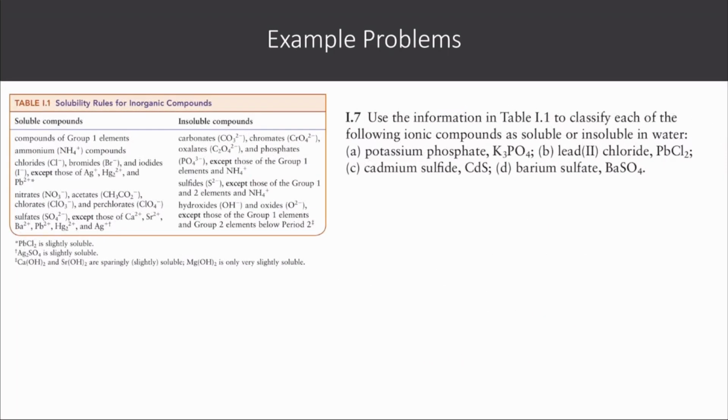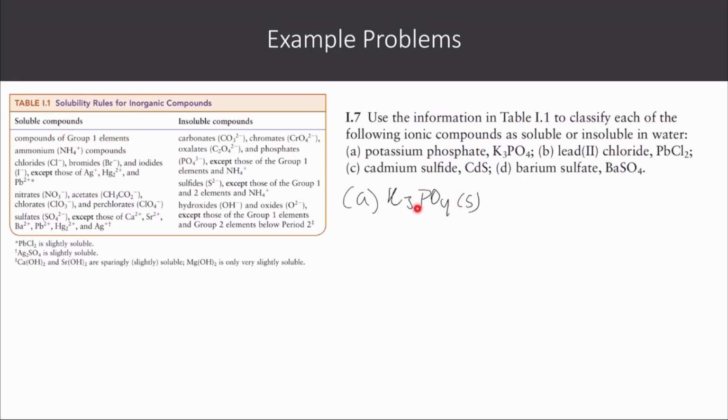The next example problem says the following. Use information in table I1 to classify each of the following ionic compounds as soluble or insoluble in water. The first case is potassium phosphate, which has the following formula. We can see that potassium is a group 1 element, so by the rule of soluble compounds, compounds of group 1 elements are soluble.